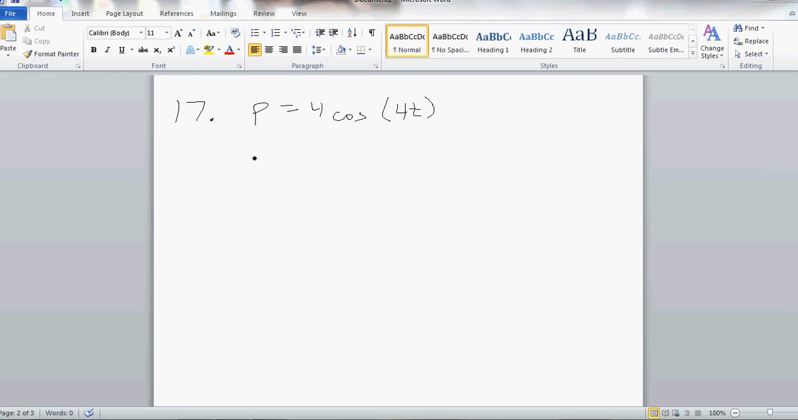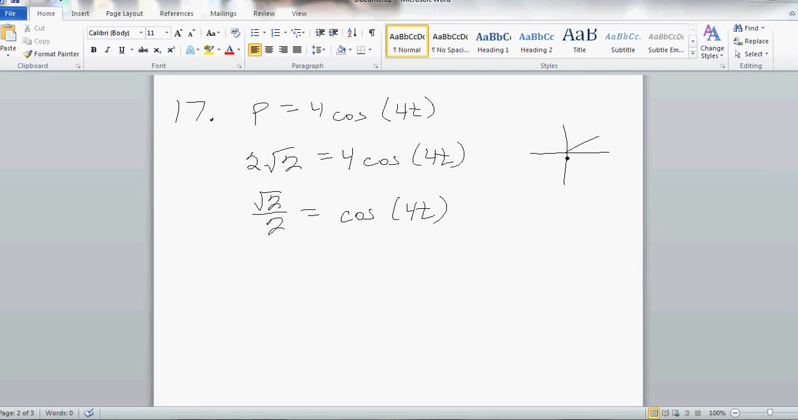So we need to know the position is 2√2. So 2√2 equals 4 cosine of 4t. Divide both sides by 4, and we get √2 over 2 equals the cosine of 4t. Well, cosine is positive in quadrants 1 and 4, but the reference angles will remain the same, and we only have to go around twice, which is a good thing. Where does cosine equal √2 over 2? Well, the reference angle is pi over 4. And so this angle would also be pi over 4, but that's not what we're going to call it.